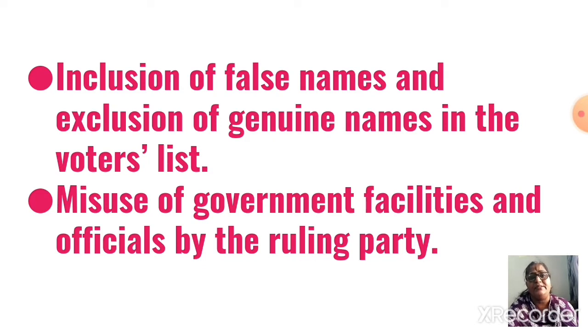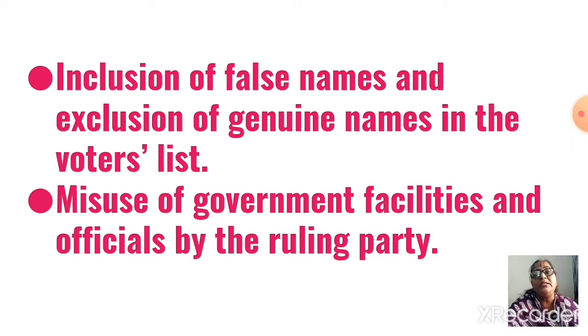So this happens. The next one is misuse of government facilities and officials by the ruling party. It means the ruling party may use government vehicles or government facilities for elections that they are not supposed to use. Even the ruling party which has formed the government is not supposed to use them. Others say, this is our government, we can do anything. No.